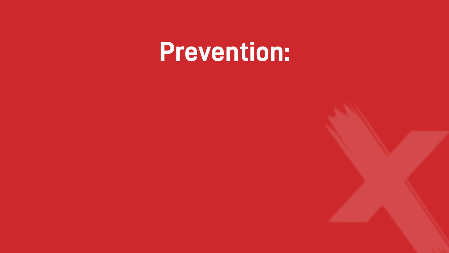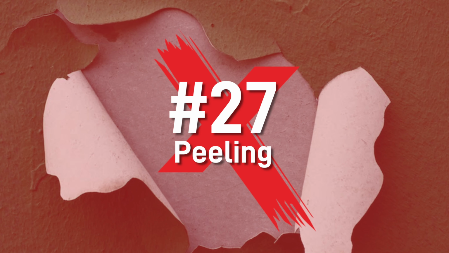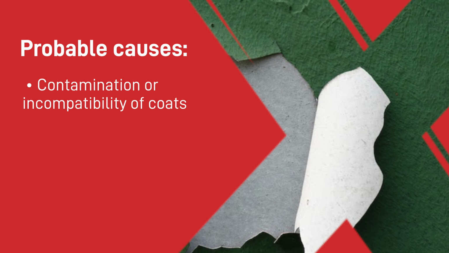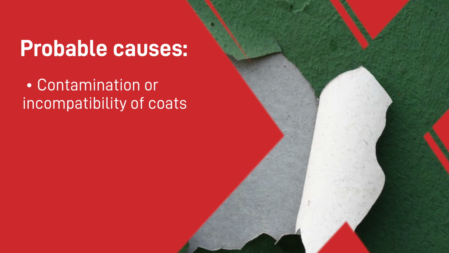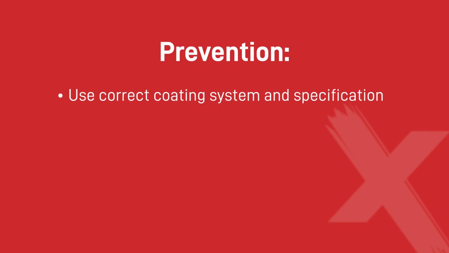To prevent this, use correct application techniques with suitably formulated products, especially when using 2K paints. At 27, we have peeling, a very common paint issue. Peeling is a reduction in bond strength of the paint film due to contamination or incompatibility of coats. A prevention of this is to use the correct coating system and specifications shown on technical documents and only apply coatings to clean and uncontaminated surfaces.